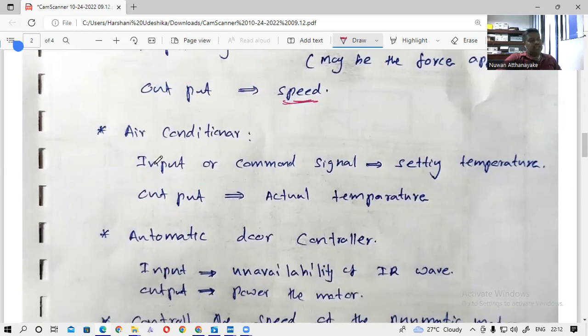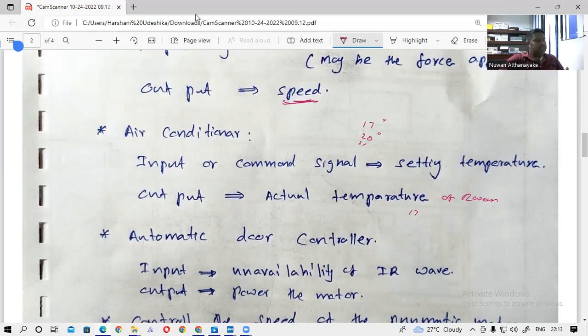So if you consider the air conditioner, you know that an air conditioner will keep a room cool. The input may be the temperature we set using the remote controller. We can set the temperature from 17, 20, 21 Celsius, likewise. So that will be the input to the control system of the air conditioner. And the output will be the actual temperature of the room. It may be equal to the set temperature, or it may be different from the set temperature.